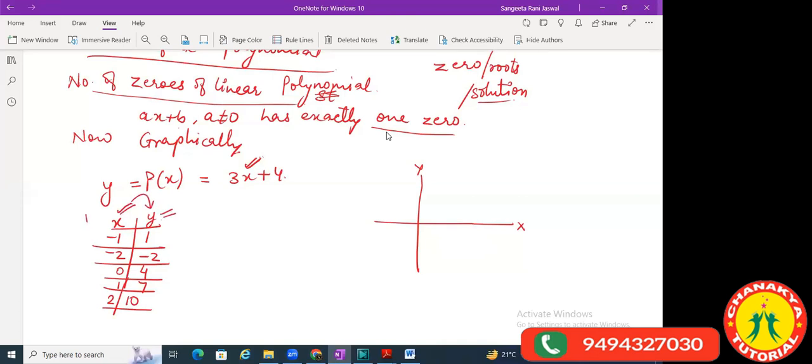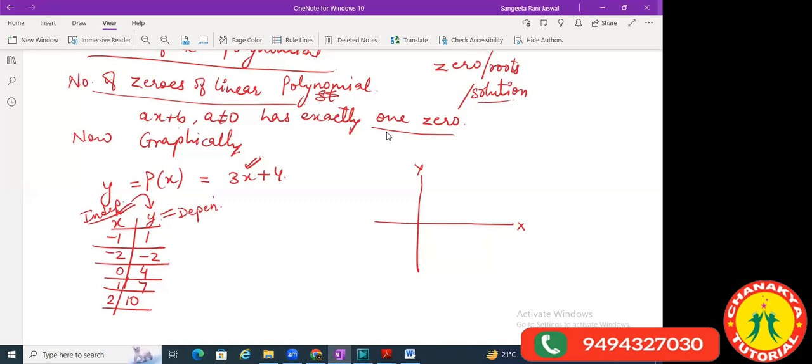So this was independent. X was choosing values of its own, and this was dependent, because this was depending on the values of x. Understood now? What are independent variables and dependent variables? Okay, now let's plot this.